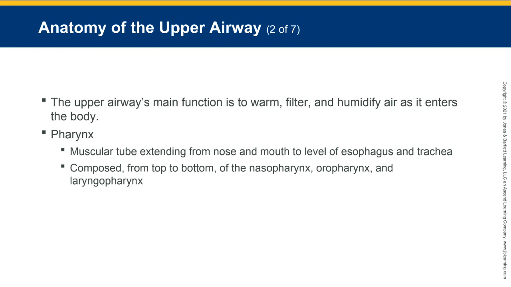The pharynx is composed from top to bottom of the nasopharynx, which is the posterior portion of the nose, the oropharynx, which is the posterior portion of the mouth, and the laryngopharynx. This is a posterior portion of the area where you have the glottic opening or vocal cords.